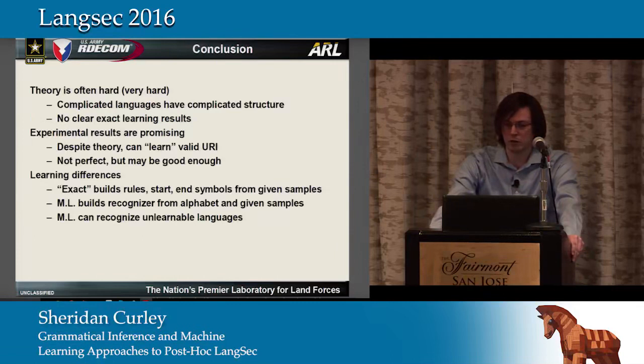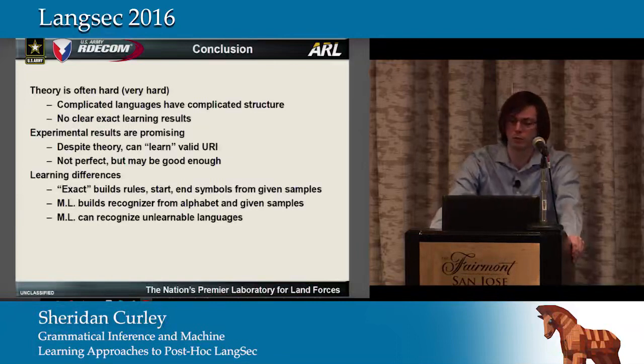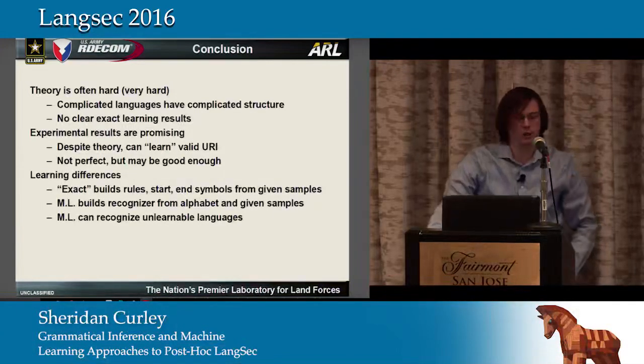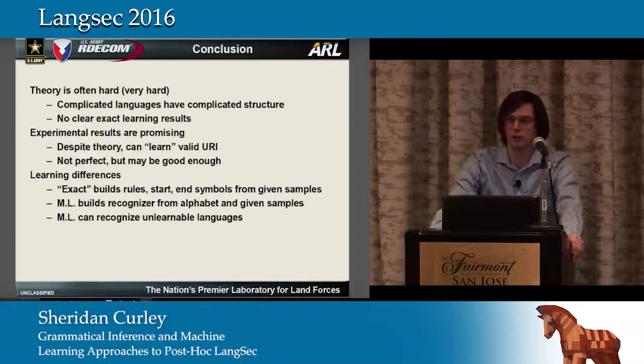So kind of bring the whole talk together. Theory is often hard, usually very hard, NP hard or NP complete when you're talking about learning grammars from positive examples. There's no clear exact learning results. However, we have good experimental results. So it seems like it may very well be possible to just throw enough computational power at it and give it valid URIs, and we can get something that actually does recognize URIs going forward.